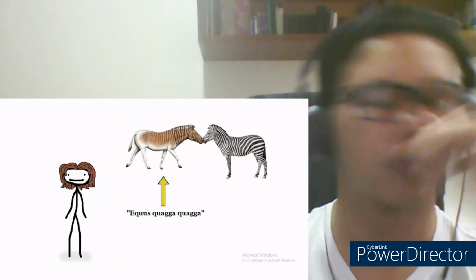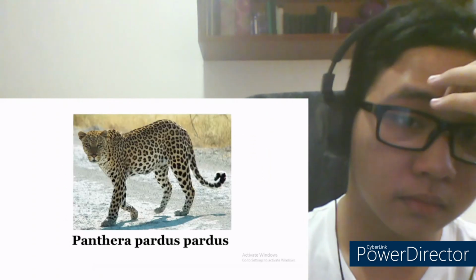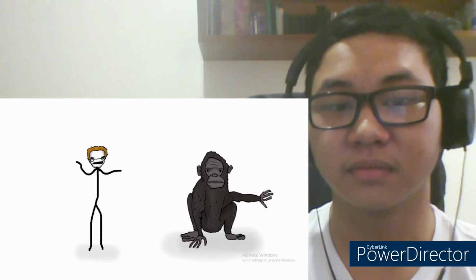This double naming convention has been done with a lot of subspecies, in fact. Wild horse, spotted panther, or my favorite, gorilla. Just like, yeah, it's the gorillest gorilla that ever gorilled. Fuck you want from me.